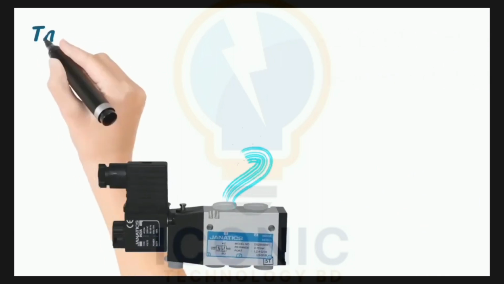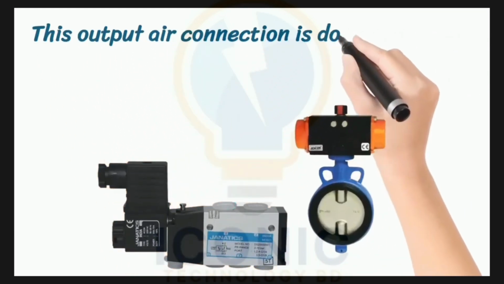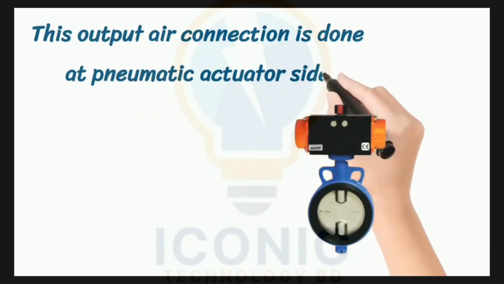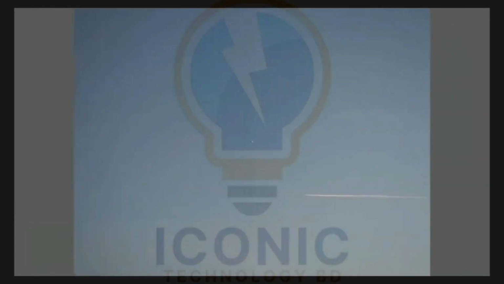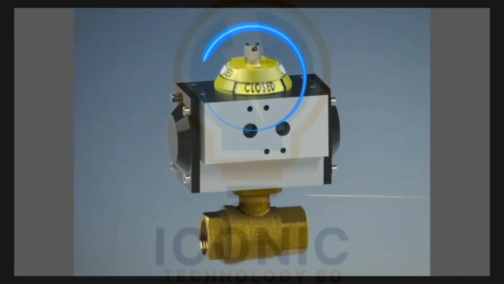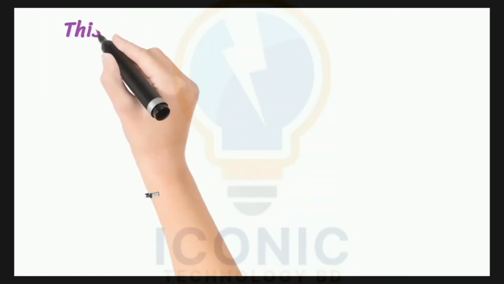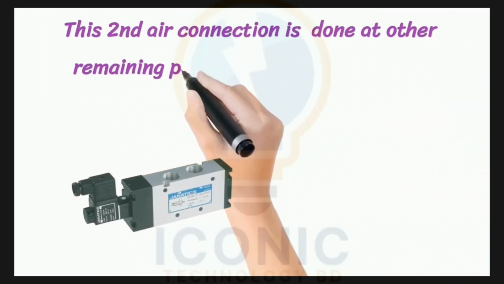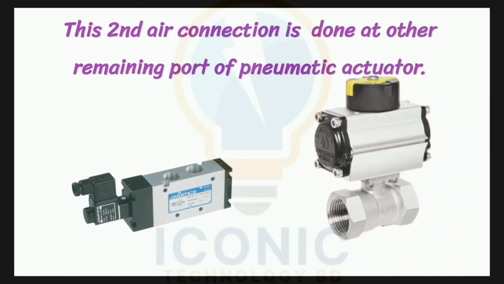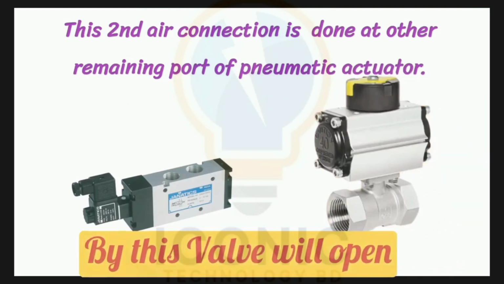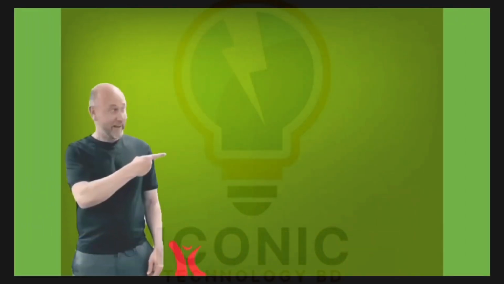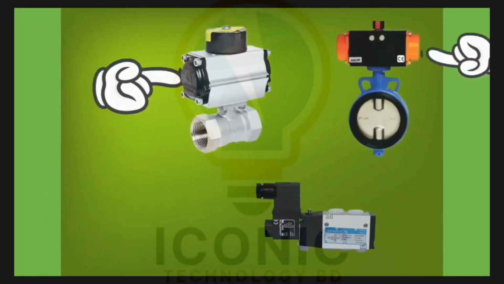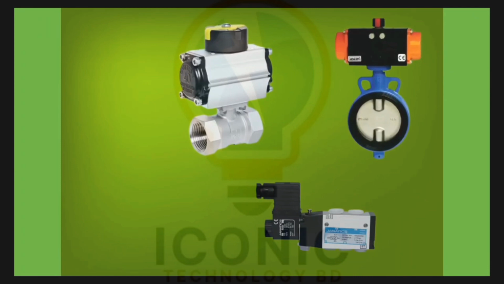Now, we will connect the output port from which air is coming out to the pneumatic actuator, so that the ball valve or butterfly valve closes. Because normally, ball valve or butterfly valve remains closed. Second air connection is done at other remaining port of pneumatic actuator. Now, as soon as the air reaches this port, the ball valve or butterfly valve will open. So, till now we have understood how solenoid valve can operate ball valve or butterfly valve.